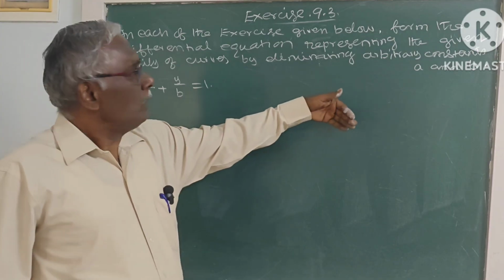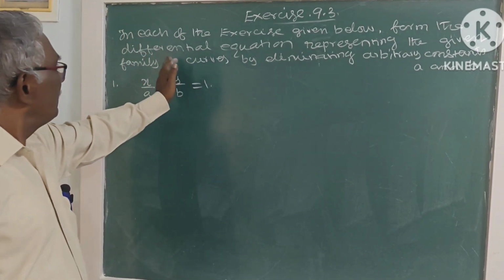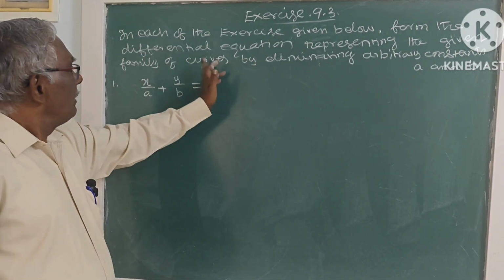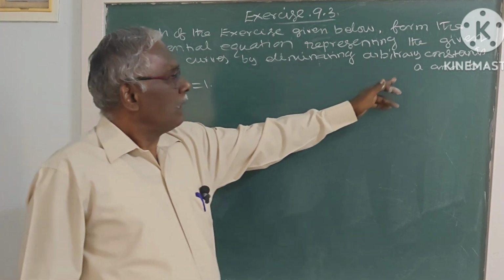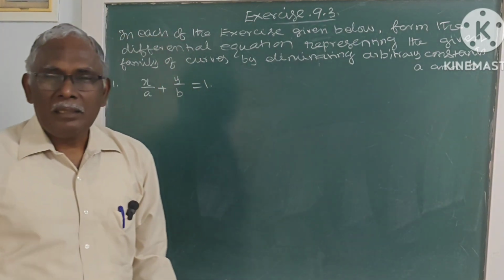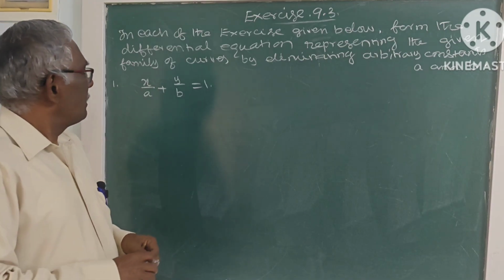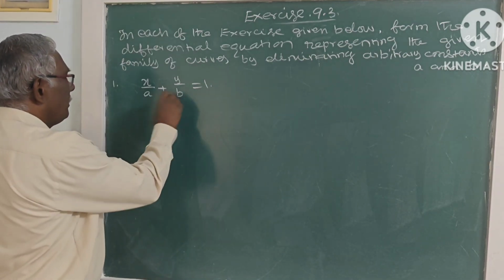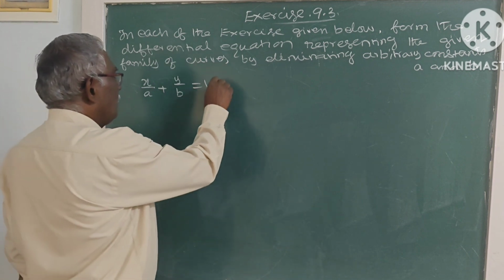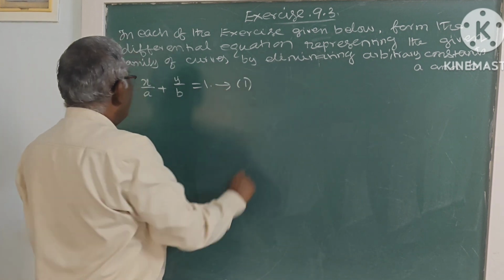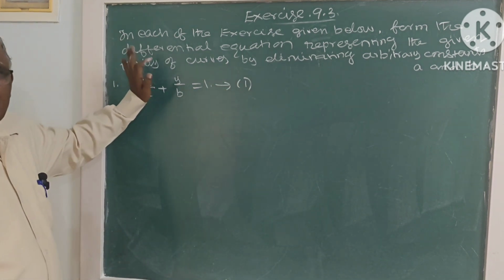In each of the following exercises given, we have to form the differential equation representing the given family of curves by eliminating the arbitrary constants a and b. Since the two arbitrary constants are there, we have to differentiate this equation twice and eliminate the arbitrary constants.